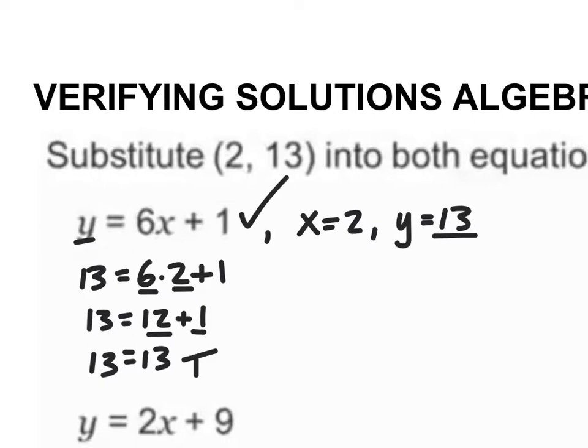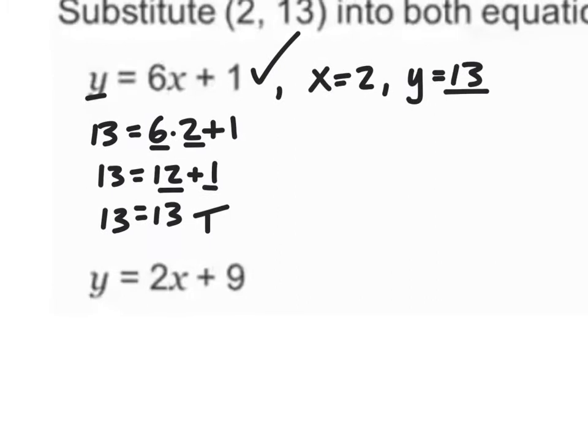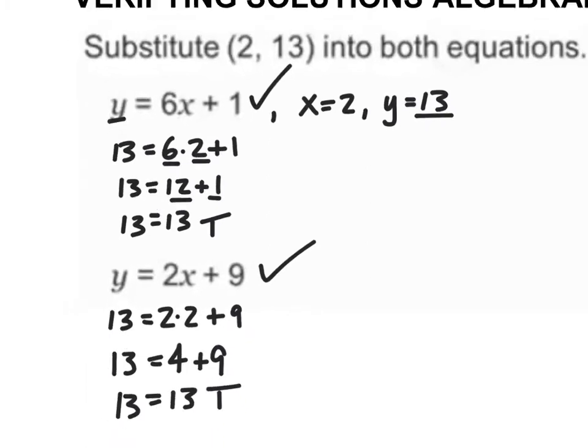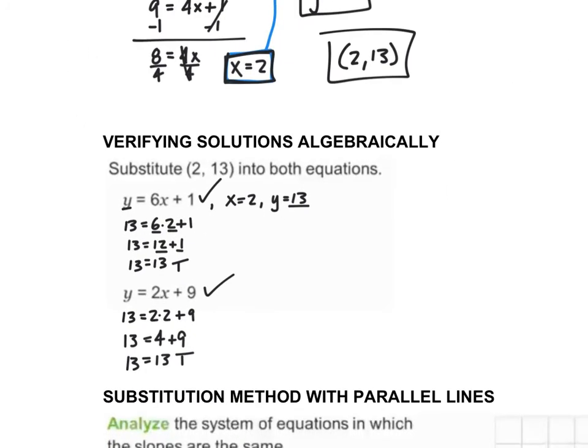Now, it's got to work for both. So let's try it over here. Same thing, plug in 13 for y is equal to 2 times x. I'm going to substitute 2 in for x, so 2 times 2, and then plus 9. So now I've got 13 is equal to 4 plus 9. So 4 plus 9 is 13. 13 equals 13, and that is true as well. So it works for both. Since it works for both, it's a solution.